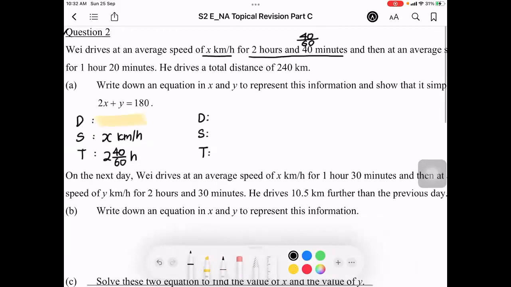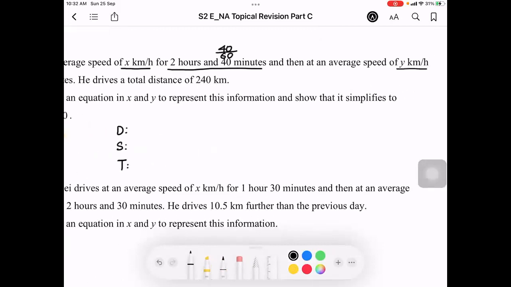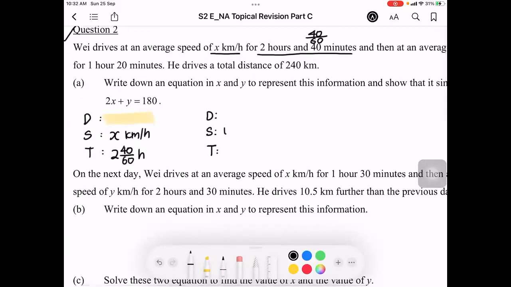Second part, the average speed is y kilometers per hour. Then the timing is 1 hour 20 minutes. Again, my habit, I will change it to the same units, so this one I'll change to 1 hour and 20 over 60 of an hour. Again, you notice something. What can I find? I can find the distance.